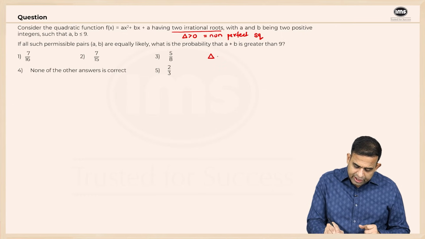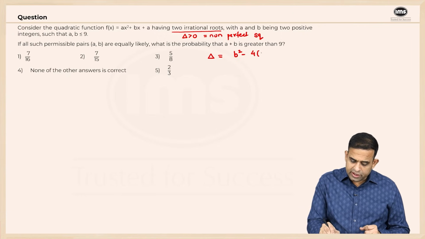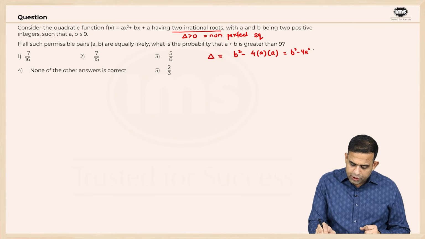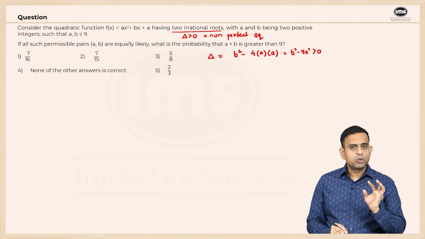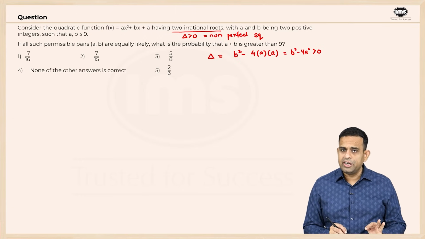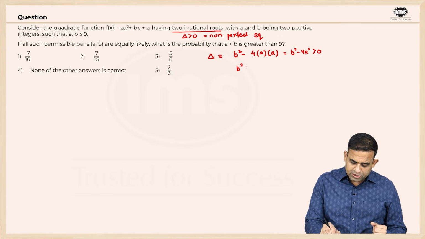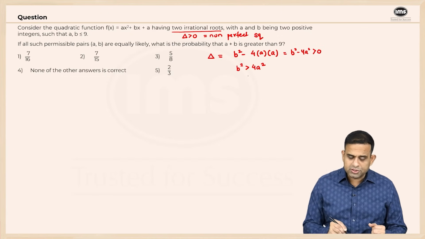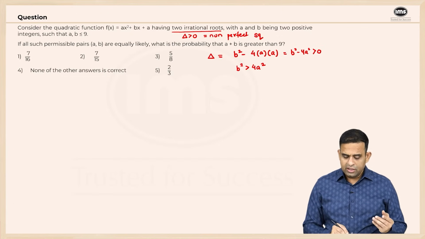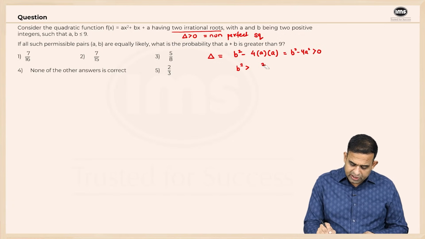So delta, the discriminant, would be equal to b square minus 4 into the coefficient of x square times the constant term, which also is a, which basically means b square minus 4a square needs to be more than 0, and this should not be equal to a perfect square quantity as well. So in this particular case, you essentially want b square to be more than 4 times a square. So you can also say that b square basically has to be more than twice a, whole square.